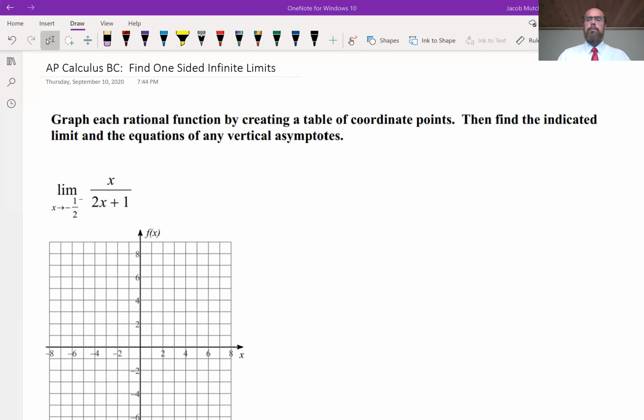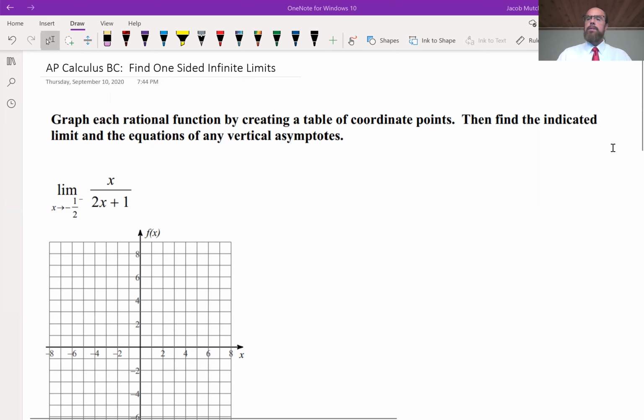Welcome to Calculus. Today, we will investigate finding one-sided infinite limits, focusing on one-sided behavior of rational and trigonometric functions around their asymptotes. Let's take a look at two examples, one of each. Our first example is a rational function.